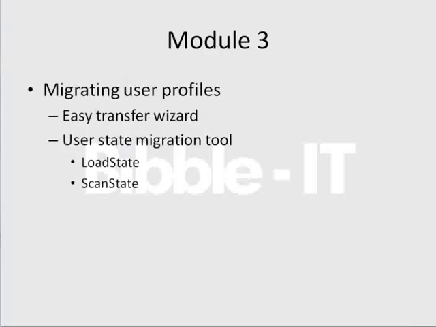Module 3, what we're looking at today is how to migrate user profiles. There's two main ways you should know to do this. One's using the Microsoft Easy Transfer Wizard and the other is using the User State Migration Toolkit. Inside that toolkit there's two command line tools that you'll use. One is load state and the other one is scan state.